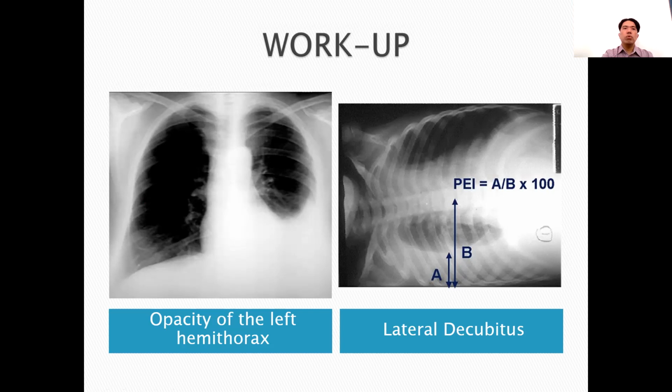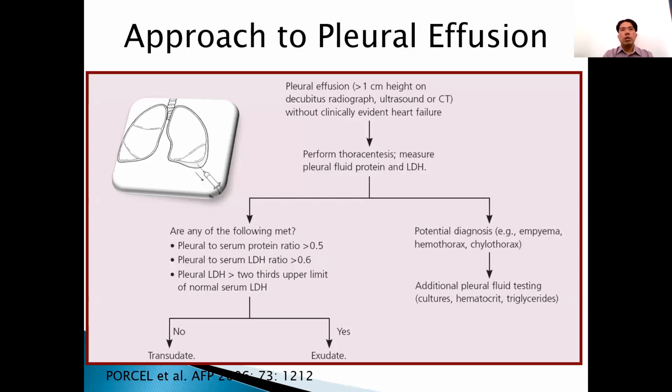Here we're just showing you that there is opacity of the left hemithorax. And here we see that the patient is in lateral decubitus. Lateral decubitus means you ask the patient to lie down on one side, either right or left lateral decubitus. And if the fluid levels, meaning it follows the shape of the thorax, it means it's fluid, it's mobile.